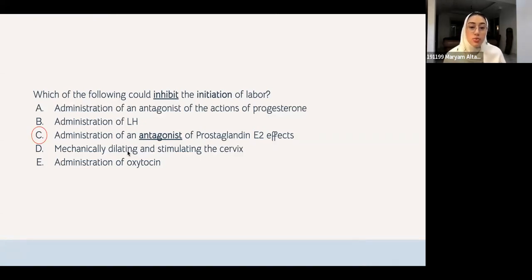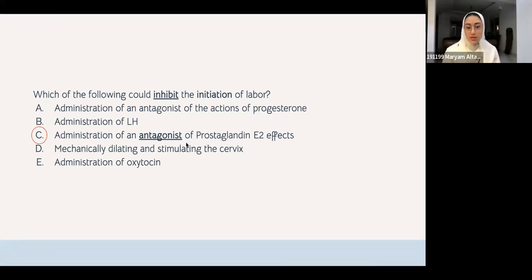If I'm telling you what happens when, or what can help the progression of labor, then I can actually give a prostaglandin. They insert it behind the cervix, and that leads to cervical ripening. And if that doesn't work, then you can mechanically dilate and stimulate. And then if you need augmentation of the contractions or helping with the contractions in labor, you can administer oxytocin.